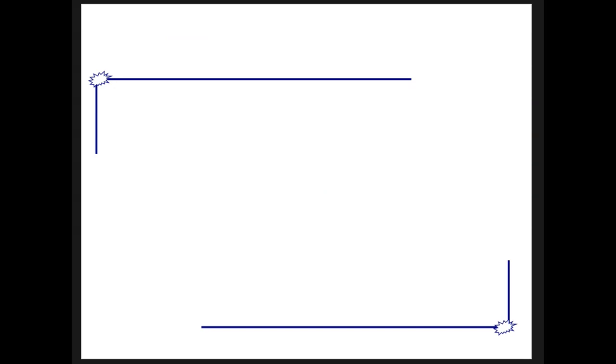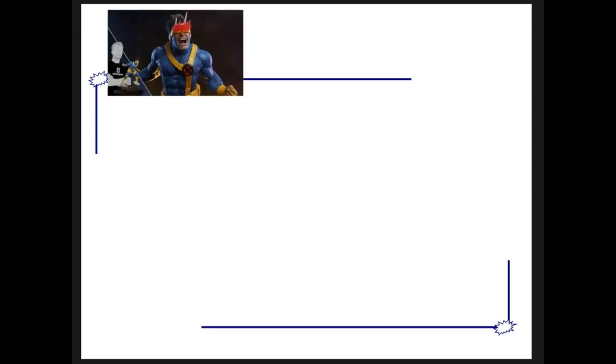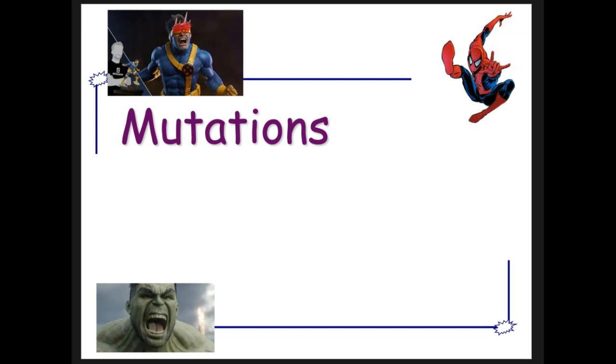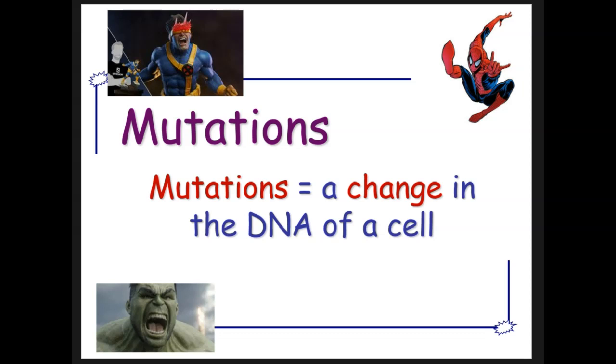So, how did Cyclops from the X-Men get his superpowers? How did Hulk and Spider-Man get theirs? Well, Cyclops was born with the mutation, and the Hulk was exposed to gamma radiation, and Spider-Man was bitten by a radioactive spider. So again, I ask you, what is a mutation? Mutations are changes in the DNA of a cell.